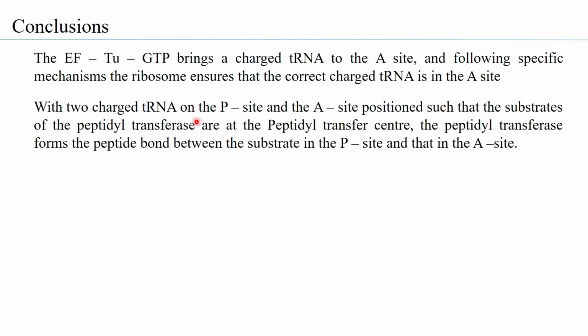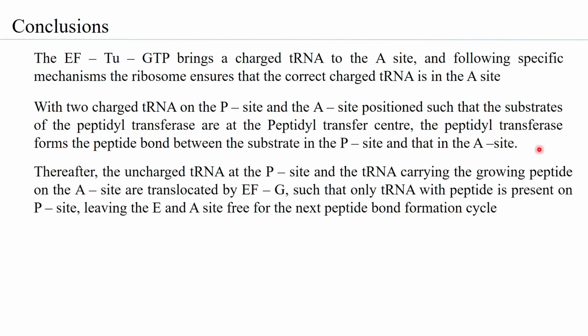With two charged tRNA on the P side and the A side, positioned such that the substrates of the peptidyl transferase are at the peptidyl transfer center, the peptidyl transferase, which is the 23S rRNA, forms the peptide bond between the substrate on the P side and that in the A side. Thereafter, the uncharged tRNA at the P side and the tRNA carrying the growing peptide on the A side are translocated by the EFG such that only tRNA with peptide is present on the P side, leaving the E and the A side free for the next peptide bond formation cycle.